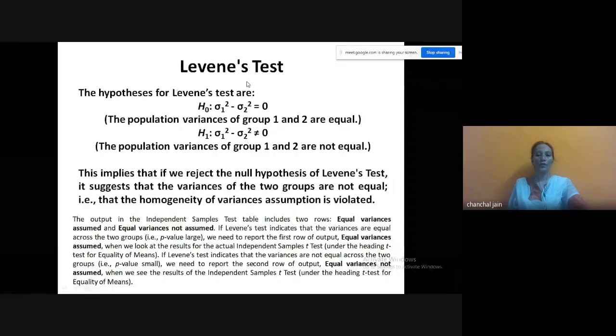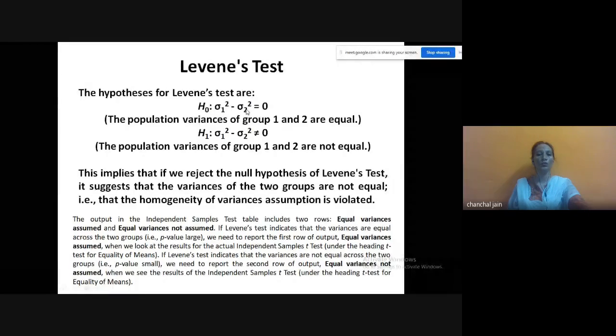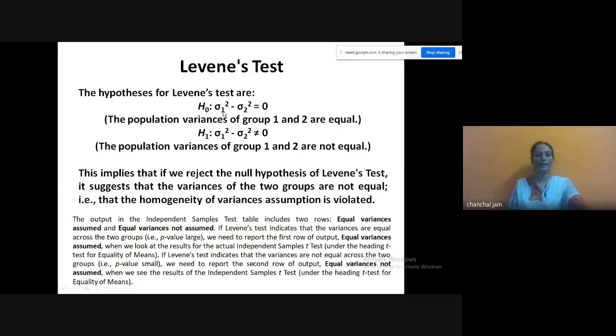So for this particular test, the null hypothesis would be sigma 1 square minus sigma 2 square is equal to 0, where sigma 1 indicates the standard deviation, and when we square this it becomes the variance of the first group. So the variance of the first group is equal to the variance of the second group. When we transpose this term, we can write it as sigma 1 square is equal to sigma 2 square. So for Levene's test, the hypothesis is that the population variances of both the groups are equal.